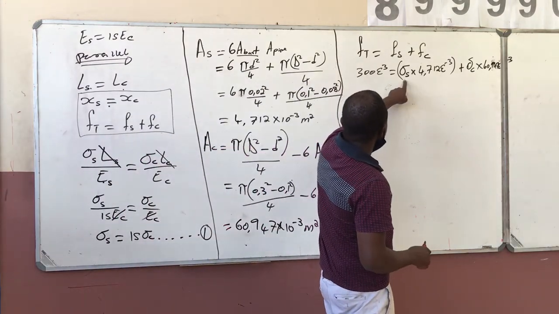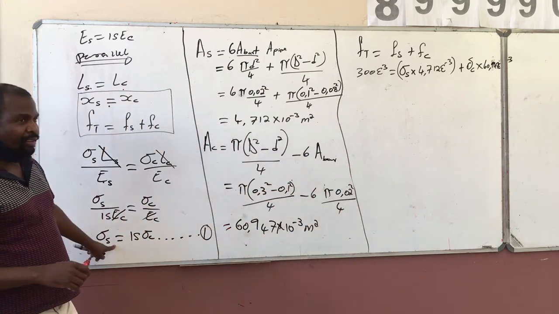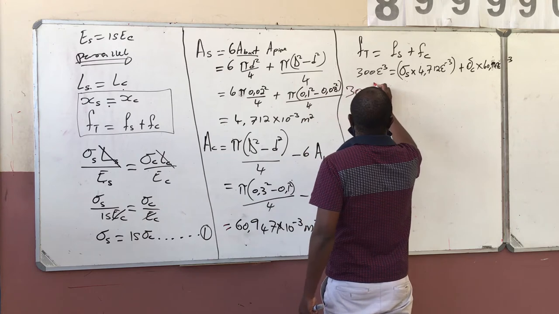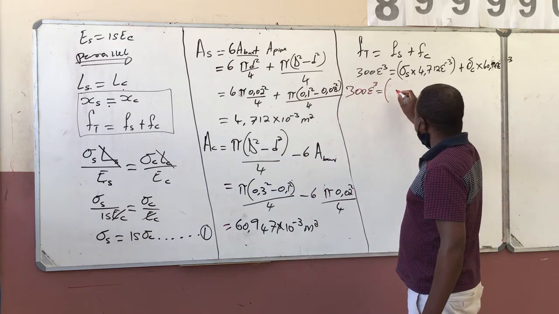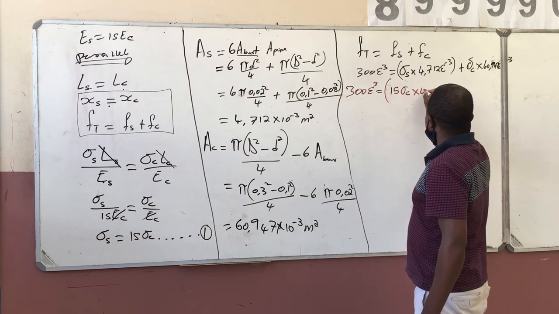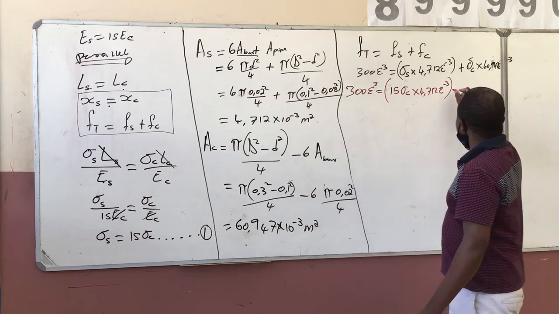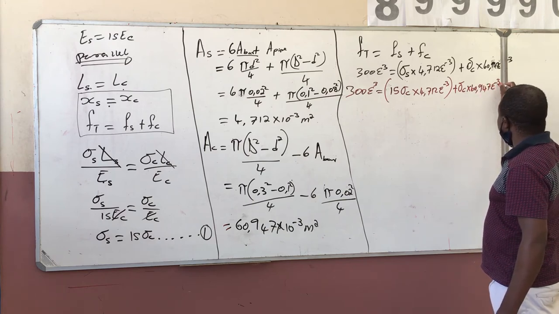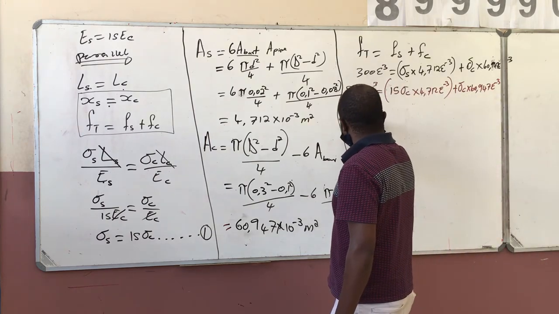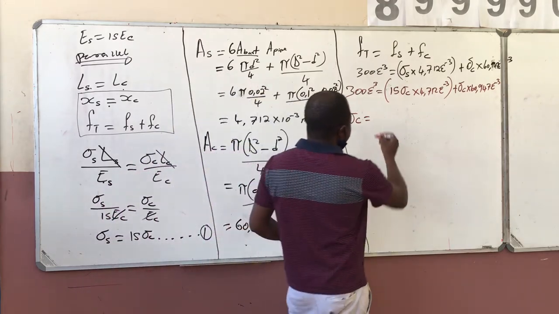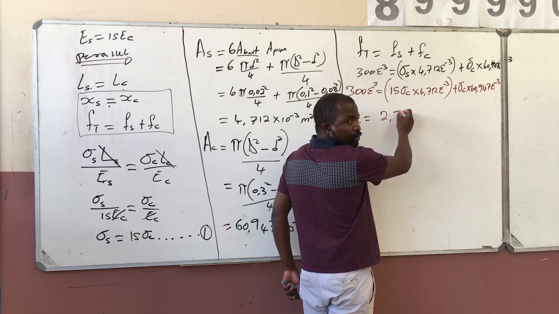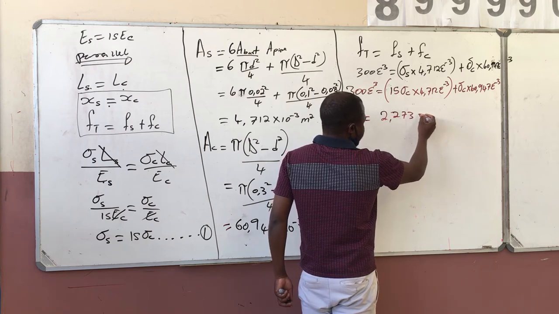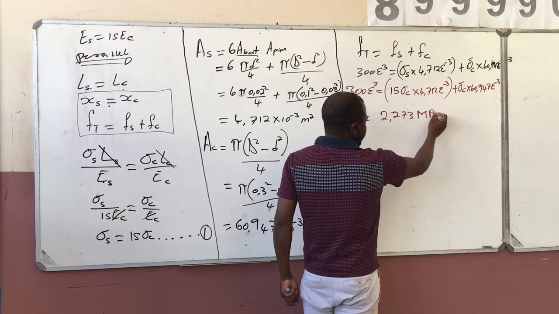60.947 exponent negative 3. I guess you need to substitute equation one, right? Yes. So it will be 300 exponent 3 is equal to, this one we said is 15 stress C times 4.712 exponent negative 3, plus stress C times 60.947 exponent negative 3. So what will be your stress? 2.273 megapascal, ne?